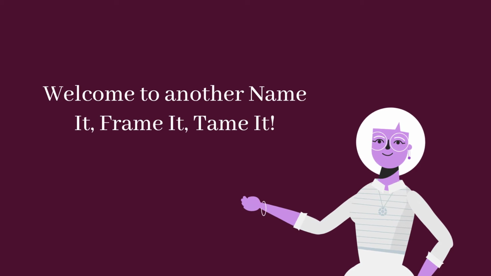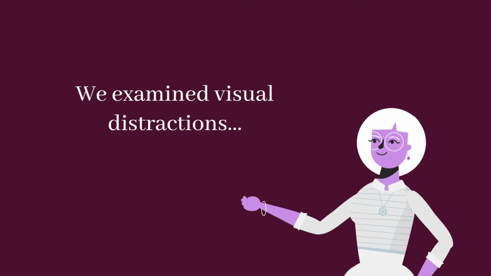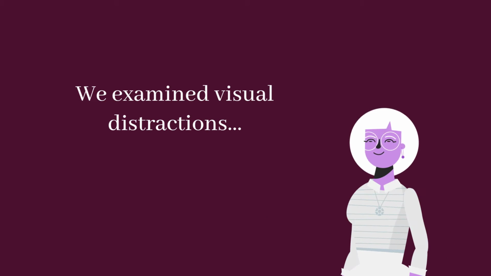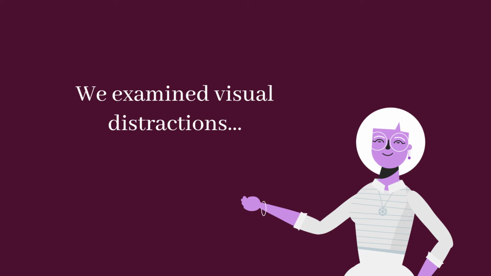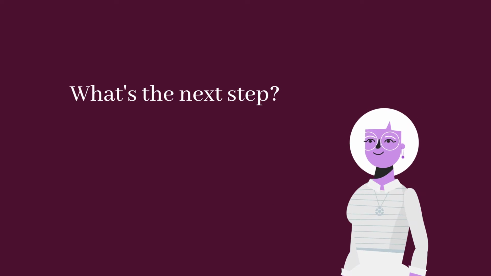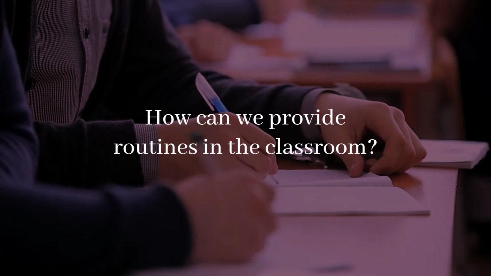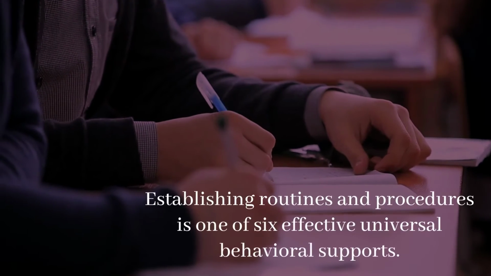Many students with and without disabilities benefit from classrooms with established routines. In one of our previous Name It, Frame It, Tame It releases, we discussed the importance of limiting visual distractions and provided some strategies of how to organize the environment to support emotional regulation. The next step in a visually supportive classroom environment is to support students in understanding the routines of the classroom.